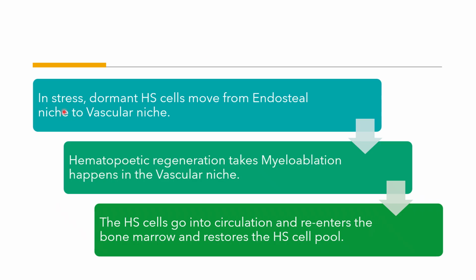What happens is that in the time of stress, the dormant hematopoietic stem cells in the endosteal niche migrate to the vascular niche. And in the vascular niche, they undergo hematopoietic regeneration and myeloablation. And from there, they go into the circulation and then re-enter the bone marrow and restore the hematopoietic stem cell pool.